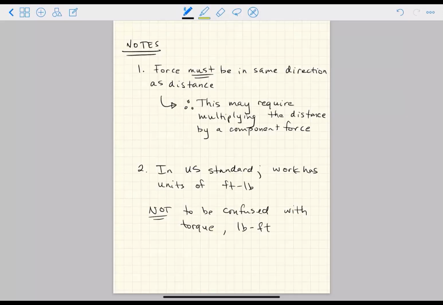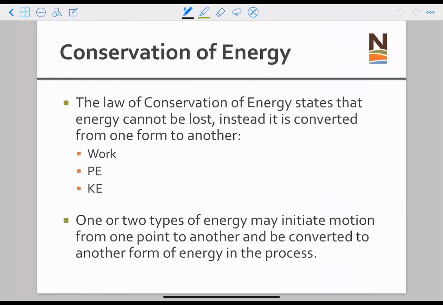So before we can really move on, we need to review some concepts here that you will have likely seen before, but these are really important for the remainder of this chapter. Also, it will help us going forward in some of our other mechanical engineering courses. So with conservation of energy, the law of conservation of energy states that energy cannot be lost. Instead, it is converted from one form to another.